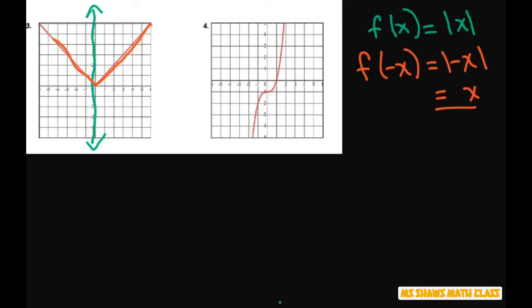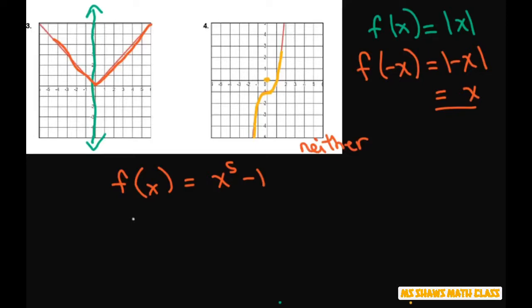This one is neither, because it's not reflective over the y-axis, and also it's not reflective about the origin. There's the origin. This looks like a cubic function, or it could be a function with a power of 5, because it's pretty wide in here. Let's make it to the 5th power. So we have f of x equals x to the 5th, and then we shift it down by 1.